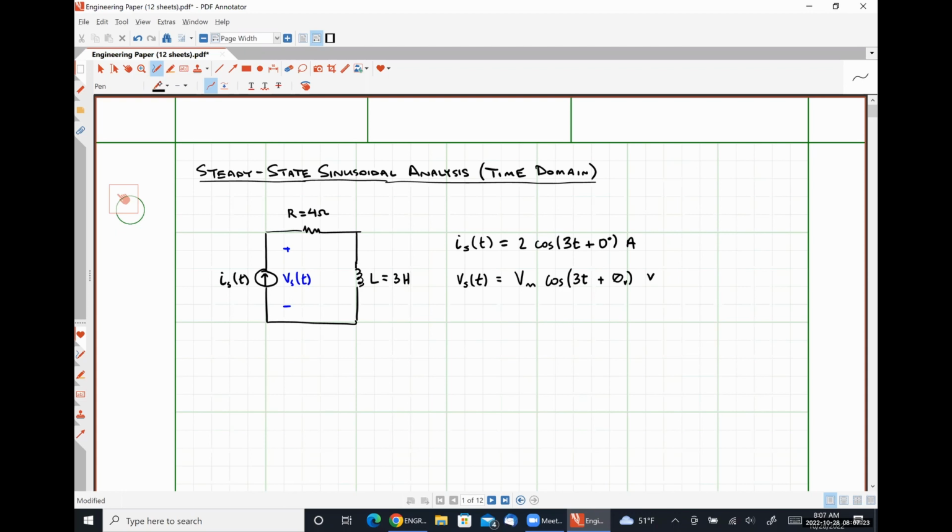So we are going to use Kirchhoff's voltage law and write a simple KVL expression here, where we can see that Vs of t is equal to Vr plus VL. Anybody have any problem with that?